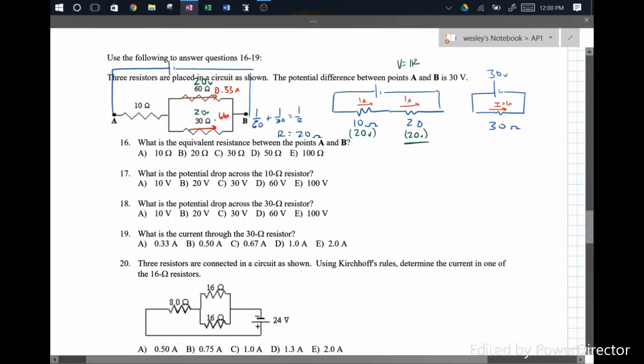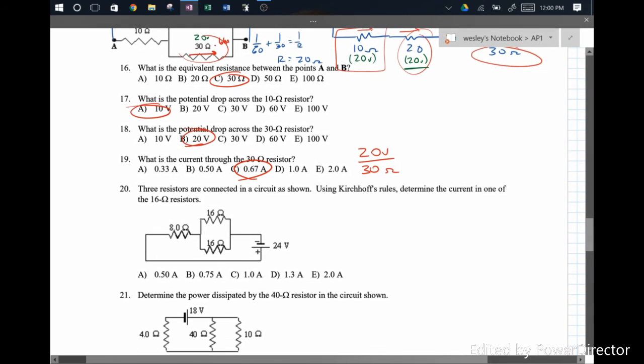So the equivalent resistance between points A and B, that's the total resistance there, is 30 ohms. The potential drop across the 10 ohm resistor, that's just that right there, 10 volts. Potential drop across the 30 ohm resistor, since it's part of that parallel combination, it's going to be 20 volts. And the current through the 30 ohm resistor, since it has a 20 volt drop, 20 volts divided by 30 ohms is 0.67 amps.